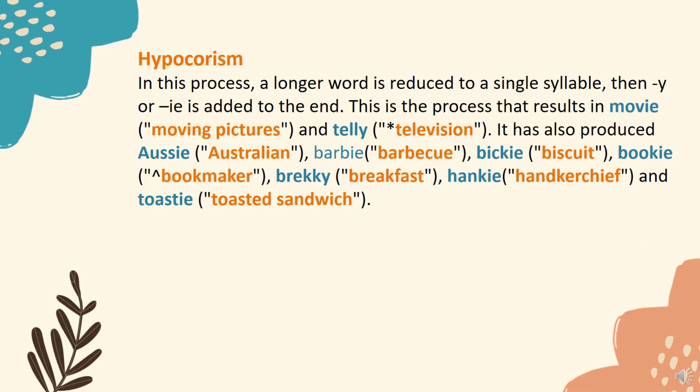Hypocorism. In this process, a longer word is reduced to a single syllable. Then y or ie is added to the end. So in this word process, we reduce the word and erase the rest of it and put either y or ie. This is the process that results in movie, and the actual word is moving picture. And television. It has also produced Aussie, Australian. Barbie, barbecue. Pickie, biscuit. Bookie, book baker. Brekky, breakfast. Hanky, handkerchief. And toasty, toasted sandwich.